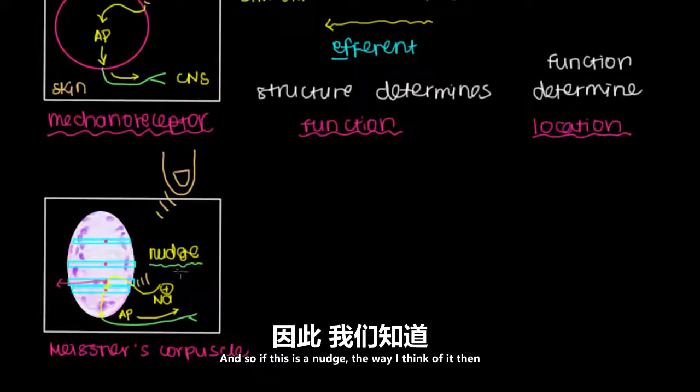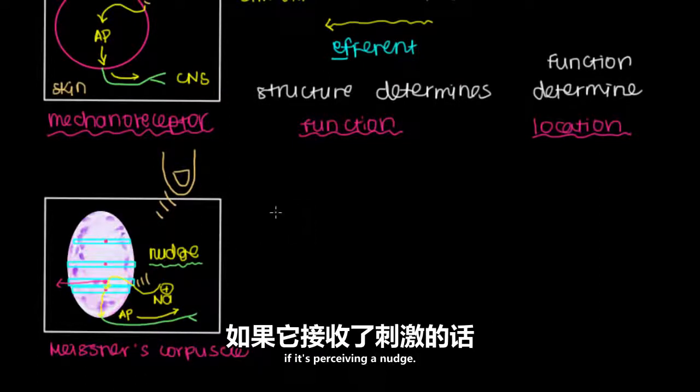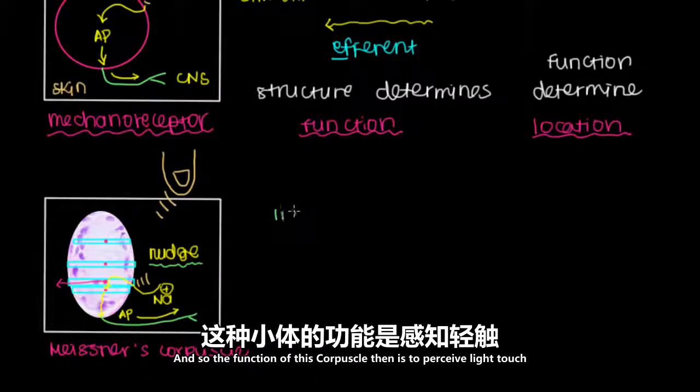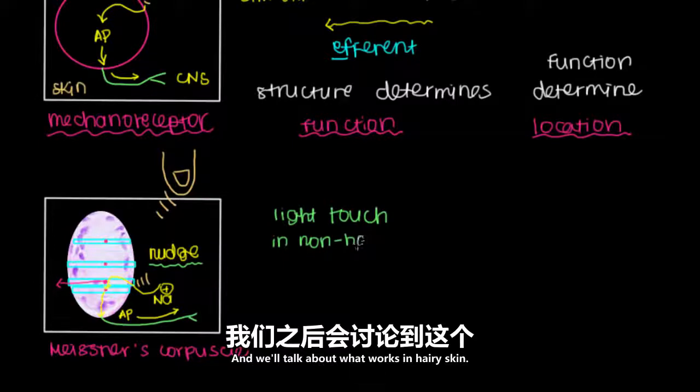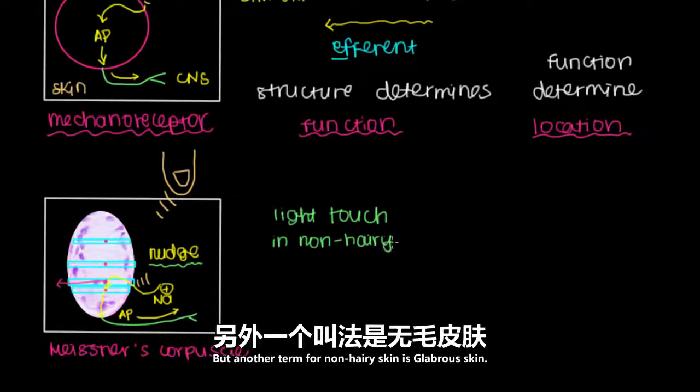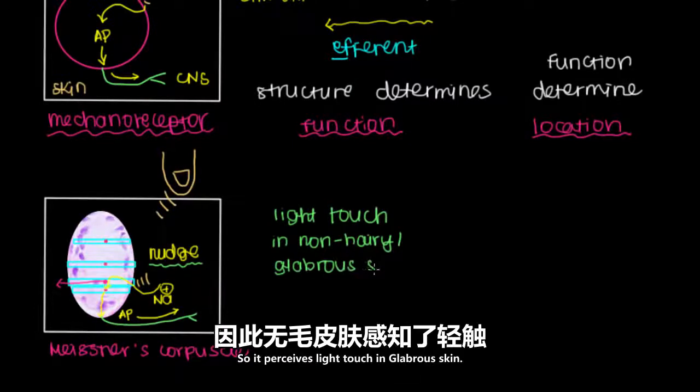And so if this is a nudge, the way I think of it then is that this Meissner's corpuscle can't sit too deep in our skin if it's perceiving a nudge. And so the function of this corpuscle then is to perceive light touch. Light touch. And specifically in non-hairy skin. Non-hairy skin. We'll talk about what works in hairy skin, but another term for non-hairy skin is glabrous skin. Glabrous skin. So it perceives light touch in glabrous skin.